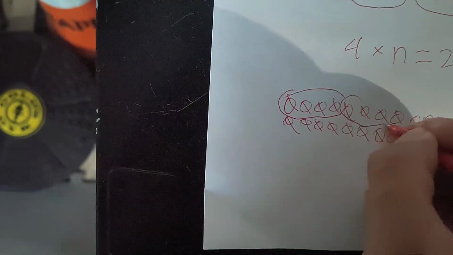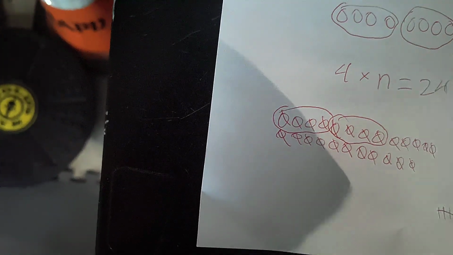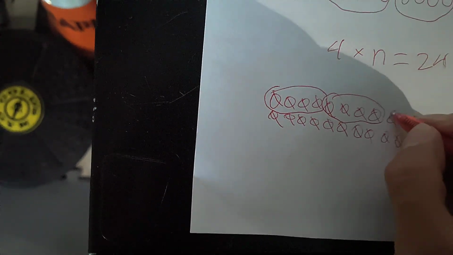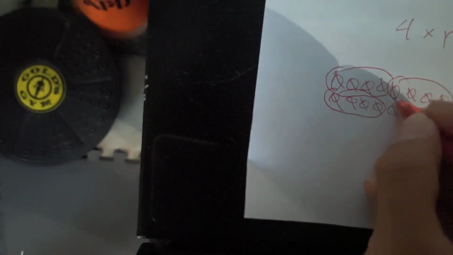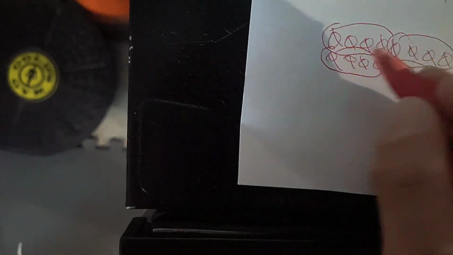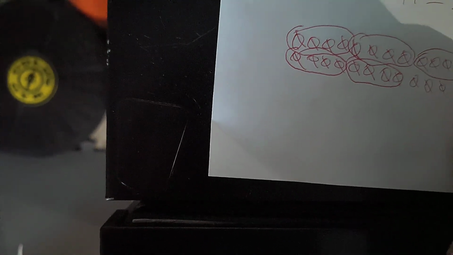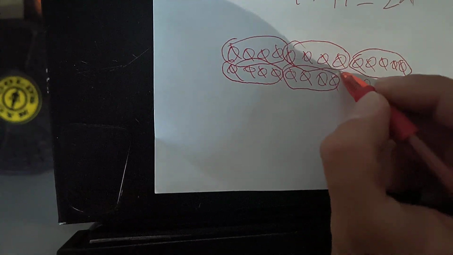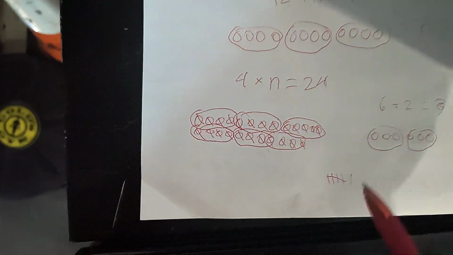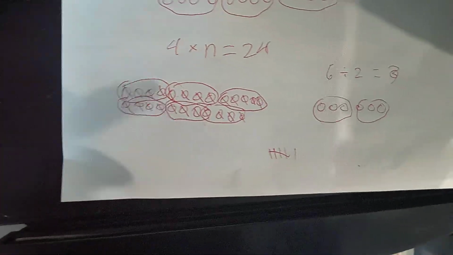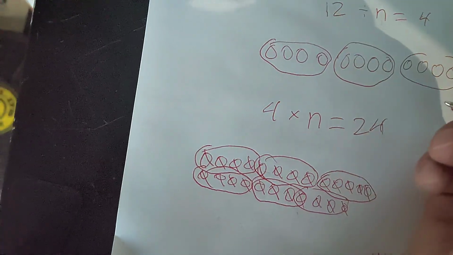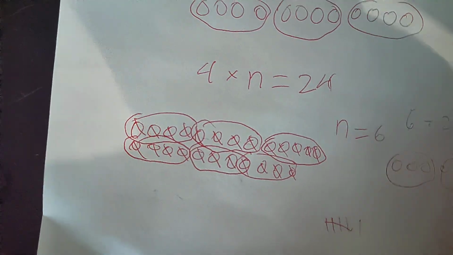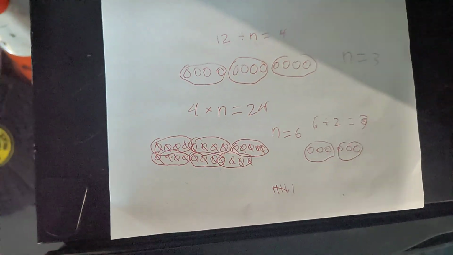Which means that if we were to add 4 6 times, we should get 24. Oh, I added this wrong. This one has 1 too many. This one has 5 instead of 4. But if we did it right, then you'd have 6 groups of 4. You would have added 4 6 times. This makes sense. So 4 times n, n is equal to 6. 4 times 6 is 24.